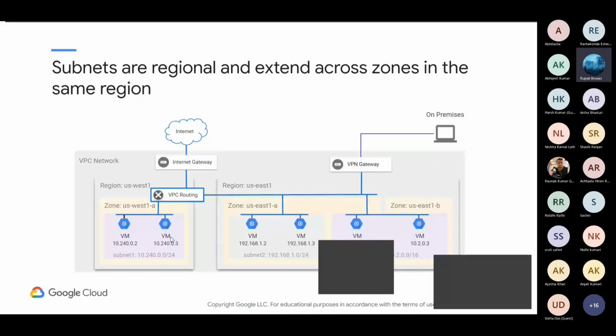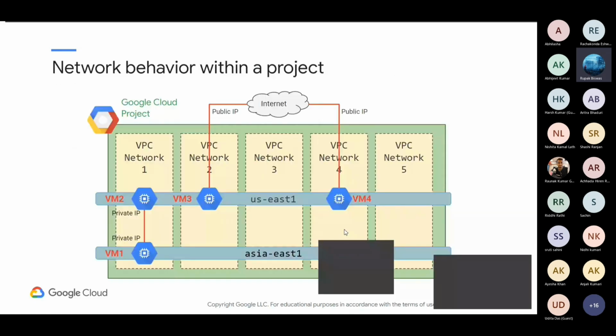Here we can see there are two zones: US East 1 and Asia East 1. And there are 4 virtual machines and 5 VPC networks. In the first VPC network, 2 VMs are connected through this VPC network, and VM3 and VM4 have a public IP address. So these are internal services, and they communicate through these VPC networks. These have access to this VM1, and these have access to these things.